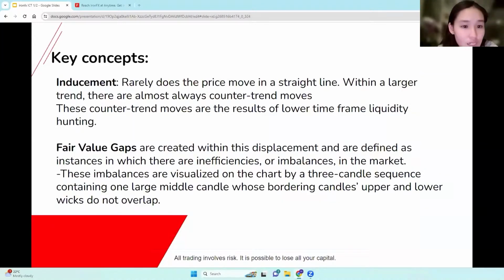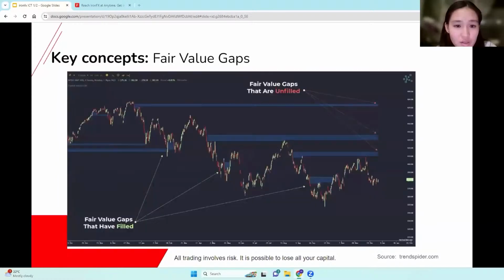Okay, now next key concept we're looking at is the fair value gaps. So these are created within the displacement, and are defined as instances in which there are inefficiencies or imbalances in the market. So if we visualize what this means, it's basically a three-candle sequence containing one large middle candle whose bordering candles, upper and lower wicks, do not overlap. So let me show you an example of this now.